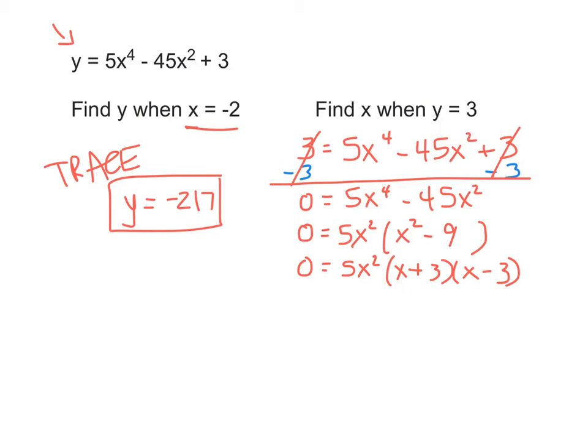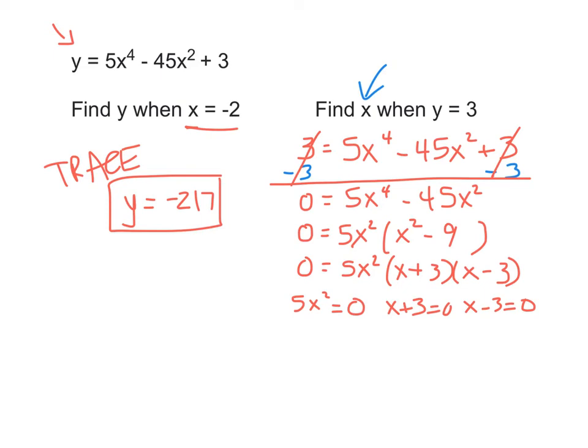At this point, we can use the zero product property to solve and find x, right? Find x when we know what y is. All right, so what we have to remember here is when we use the zero product property, we do indeed have to say that any of these things can be equal to 0, including the 5x squared. Okay, so 5x squared can equal 0, x plus 3 can equal 0, and x minus 3 can equal 0. And we're going to solve each of these.